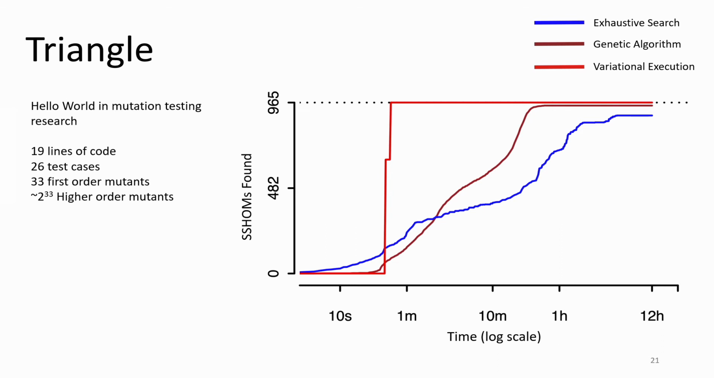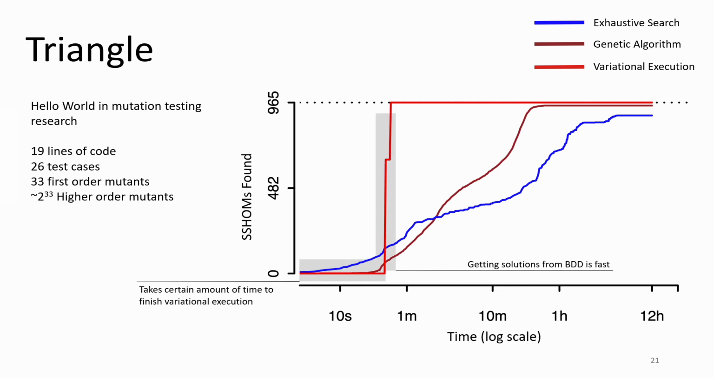The behavior of the variational execution approach is very different from the other 2 approaches. First, there is a period where no strongly subsuming higher-order mutants are found. During this period of time, variational execution is running on all the first-order mutants in the program. Around the 40-second mark, there is an almost vertical spike in the number of mutants found, as once we have the information from variational execution, we can very quickly obtain solutions from the BDD.